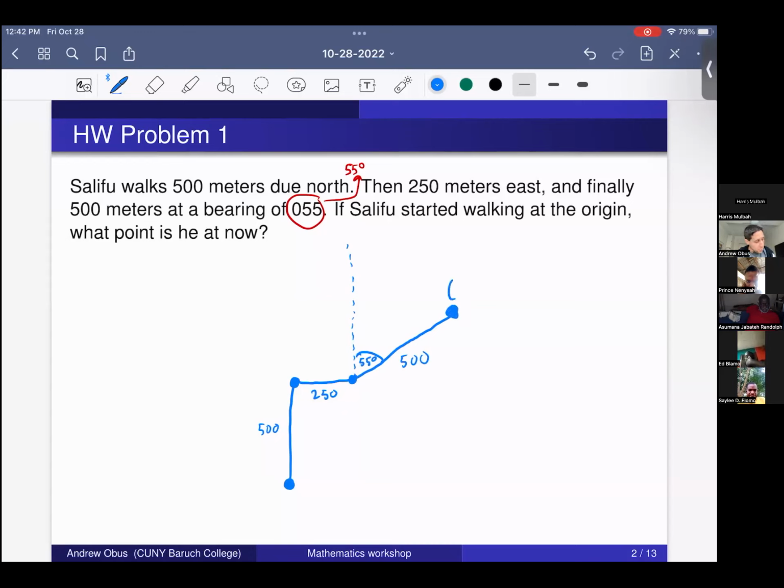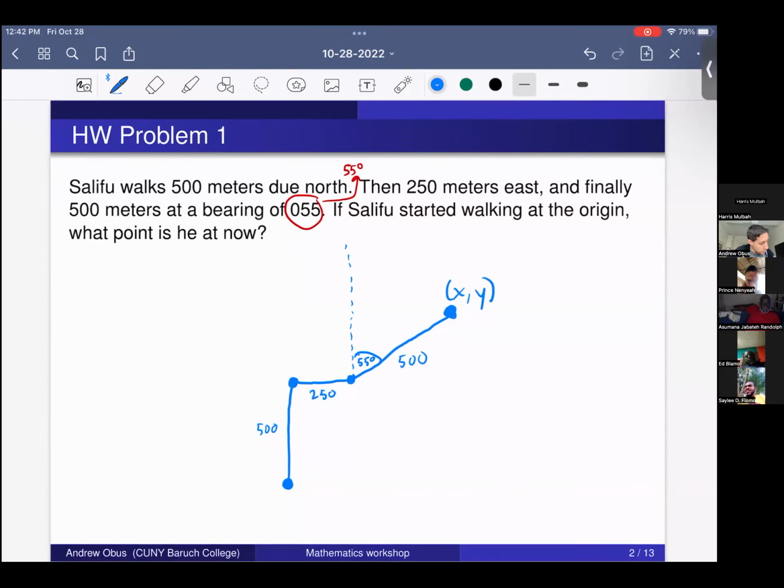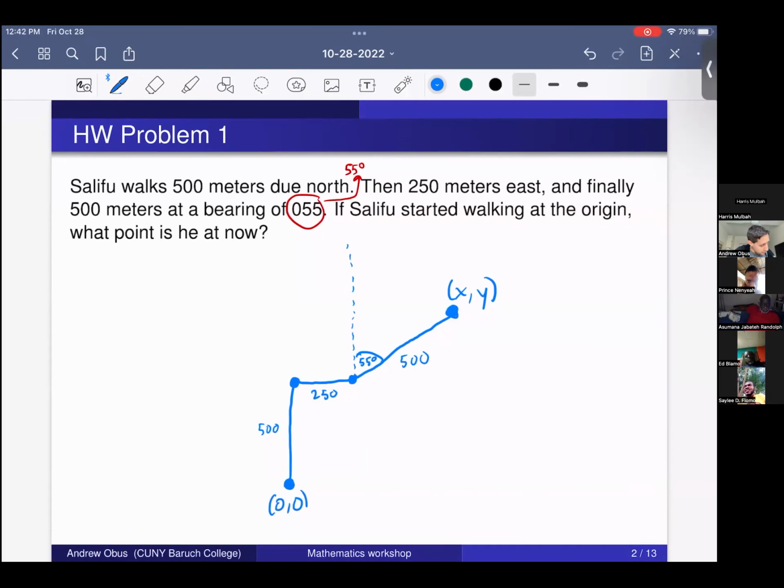And so Salifu's at this point right now, right? So this point is going to be called X, Y, and we need to figure out what is X and what is Y. And we started at the origin, so the point that we start at is 0, 0. Okay, maybe just because my internet is not so fantastic right now, going back and forth is going to be difficult.